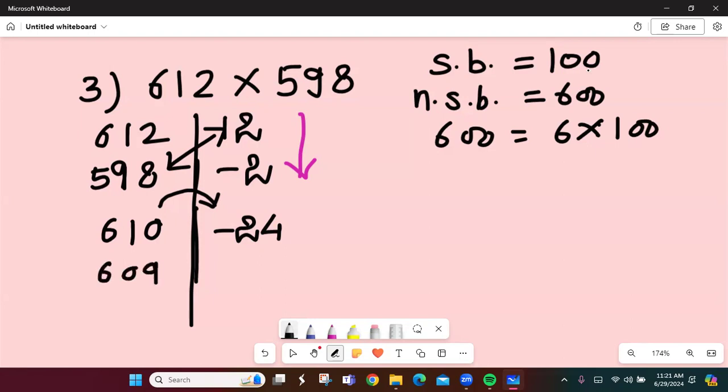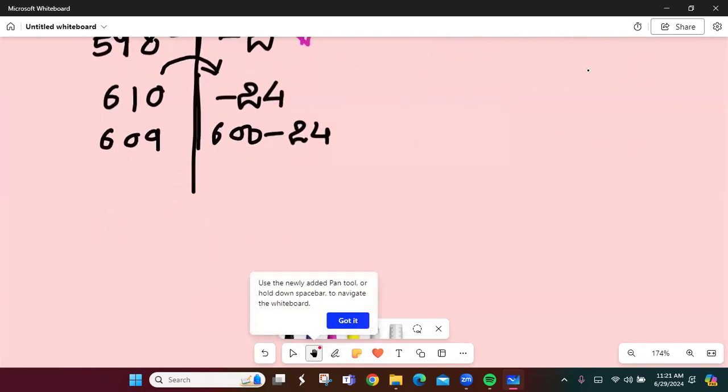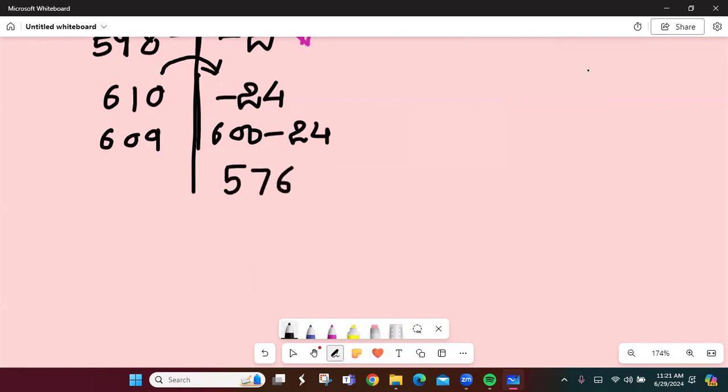And since the non-standard base is 600, 1 unit is 600. That means actually I have carried back 600. So this will become 600 minus 24, which is 576. And 609 is a number to base 600.